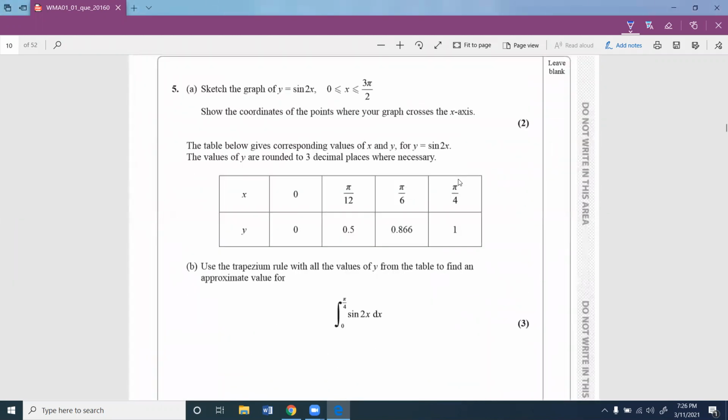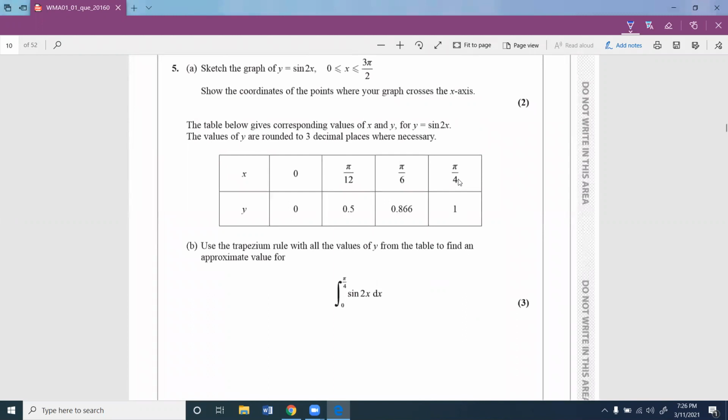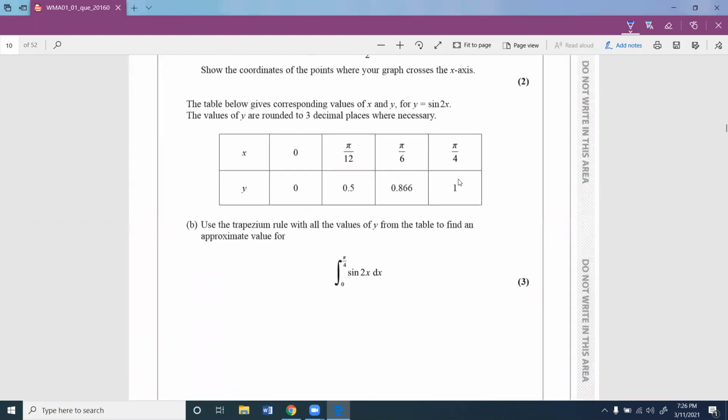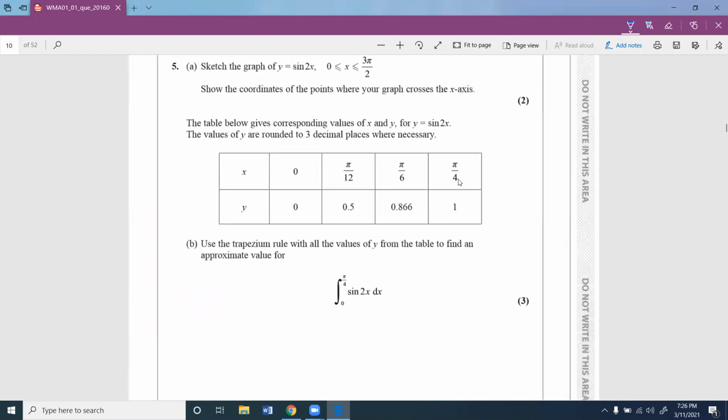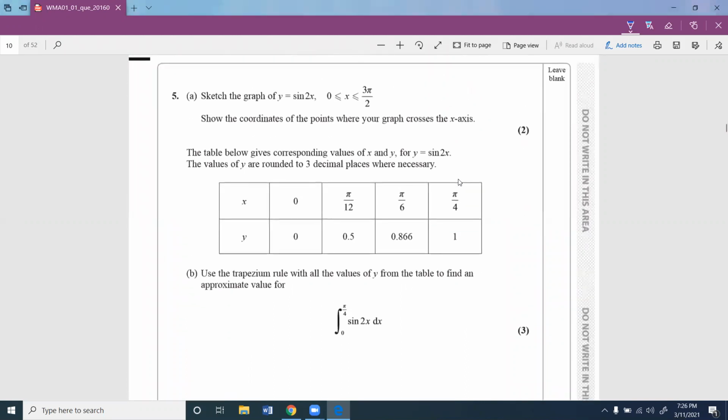Sketch the graph of y equals sine 2x for the range 0 to 3 pi by 2. Show the coordinates of the points where the graph passes the x-axis. Initially, if you start with this question, we should know the behavior of the sine x graph. So I'll just sketch the sine x graph over here. Later on, we can do the transformation. We know that sine 0 is 0. The graph is just like this.